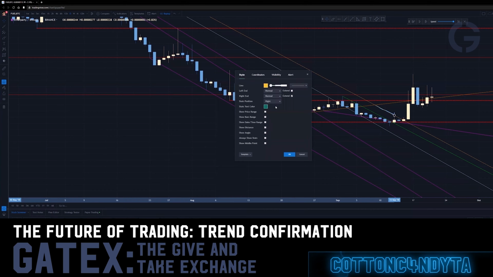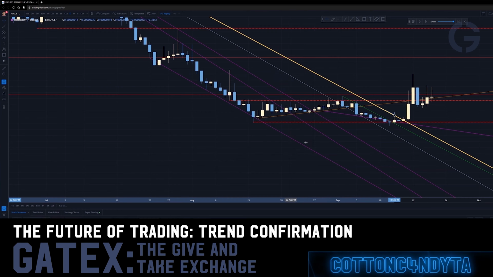Let's go with the yellow for this example, but let's go with like a bright yellow. That's kind of weird, that one. Let's go really thick. Yeah, there, exactly.